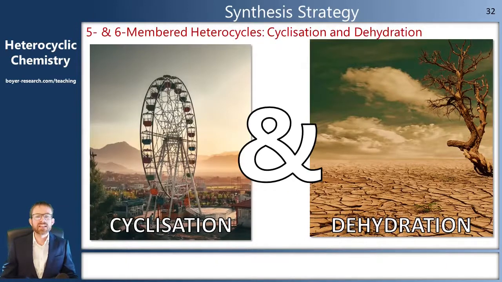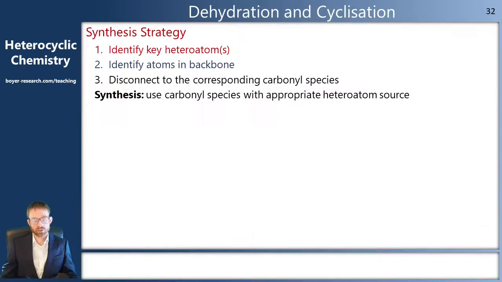When it comes to thinking about how to make these heterocycles, the main strategies rely on cyclisation of acyclic molecules and dehydration, the loss of water. So, how do we turn this into a synthesis strategy? Well, there are 3 key steps. First of all, we need to identify the key heteroatom in the system. Then we need to identify the backbones around it. Finally, we need to disconnect to give a source for that heteroatom and some kind of dicarbonyl species that makes up the backbone.